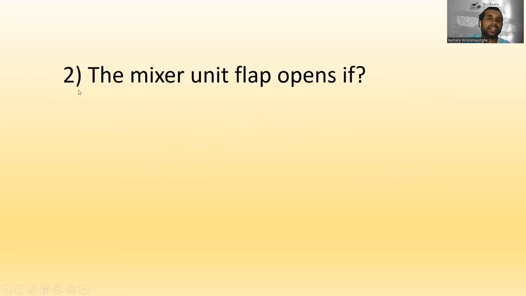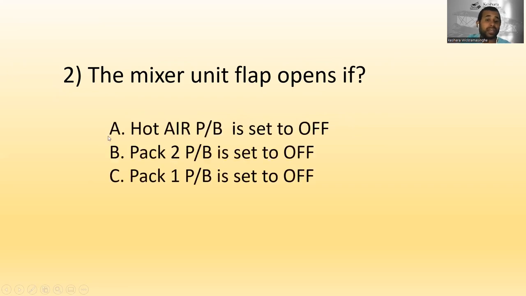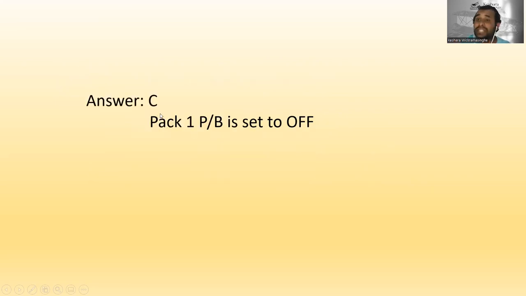All right, this is question number two. The mixture unit flap opens if: answer A, the hot air push button is set to off; answer B, the pack 2 push button is set to off; answer C, the pack 1 push button is set to off. So what should be the answer? Okay, so this is the answer: answer C, the pack 1 push button is set to off.